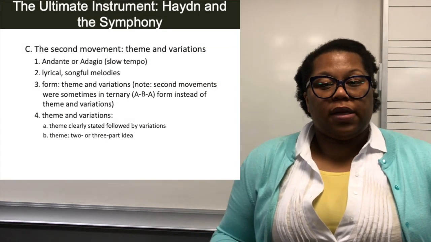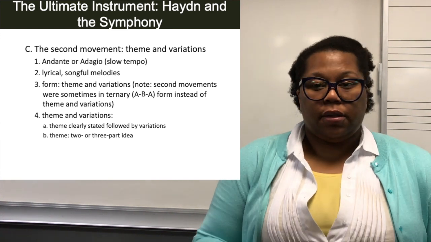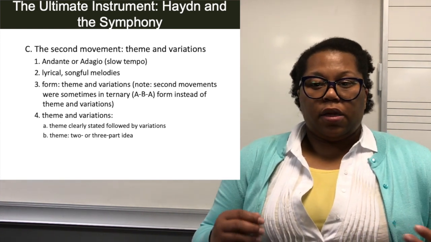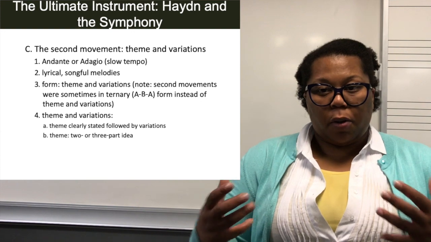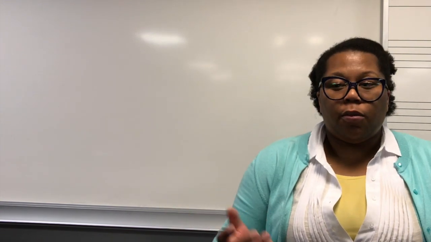The second movement itself is usually a theme and variations. And the theme, the first part, is usually an andante. Remember, a walking tempo, or adagio, slow tempo. And then in this section, we have a lyrical, songful melody, something that could be singable.